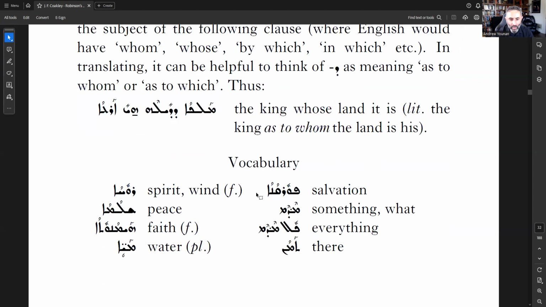All right, some vocab. Furqana, salvation. Middim means thing, something, or what, or whatever. Kul middim is everything. Tamman is there. Ruha, spirit or wind, it is a feminine noun, except in the case of the Holy Spirit, at some point they decided the Holy Spirit was masculine rather than feminine. Shlama is peace. Heimanutha is faith. Maye is water. It's a collective plural, so you don't have to translate maye as waters. It's water. Okay. And you'll see it maya and maye. You'll see both of those forms.